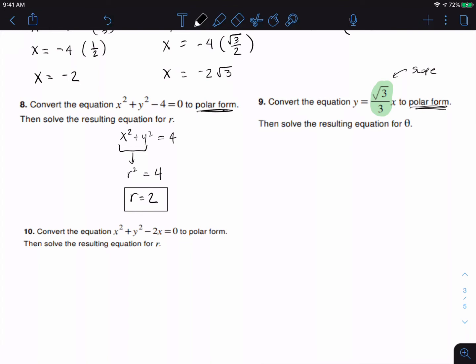So what I'm going to do when I write this problem, I'm going to go y is equal to radical 3 over 3x. And then what I'm going to do is I'm going to change my y to r sine theta, keeping the radical 3 over 3 because that has nothing to do with x and y. And then r cosine theta, because r cosine theta is my x. Does that make sense to you guys? You okay?